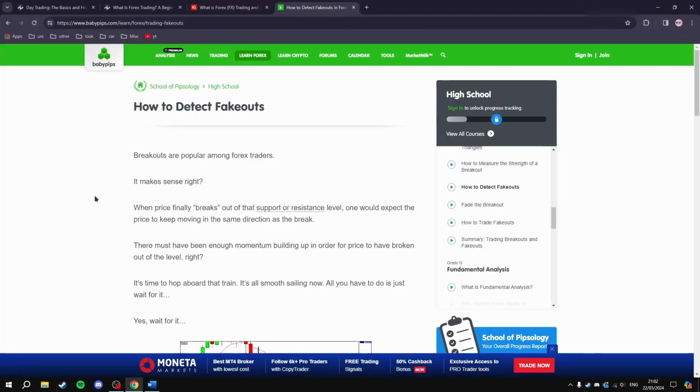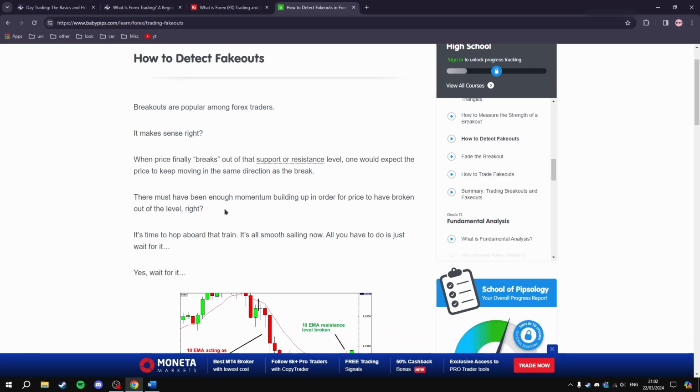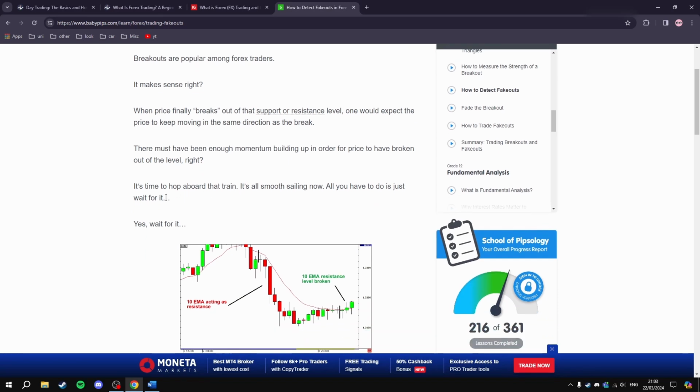Breakouts are popular among Forex traders. It makes sense, right? When price finally breaks out of that support or resistance level, one would expect the price to keep moving in the same direction as the break. There must have been enough momentum building up for price to break out of that level, right? It's time to hop on board that train. It's all smooth sailing now. All you have to do is wait for it.